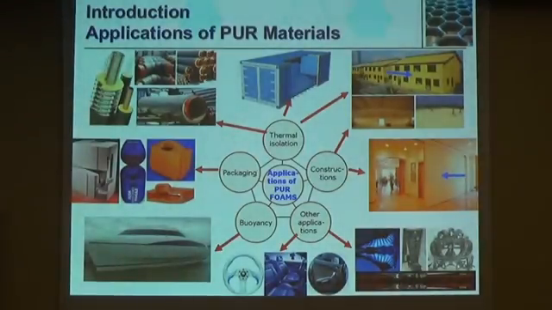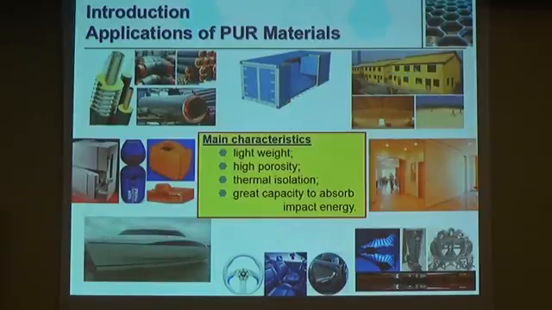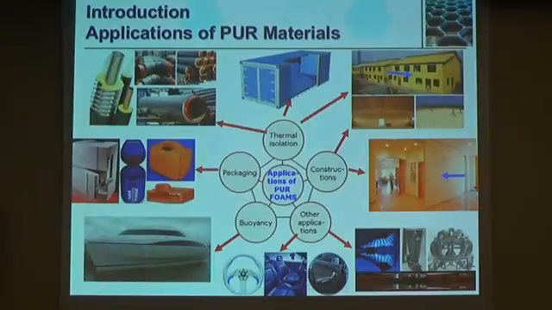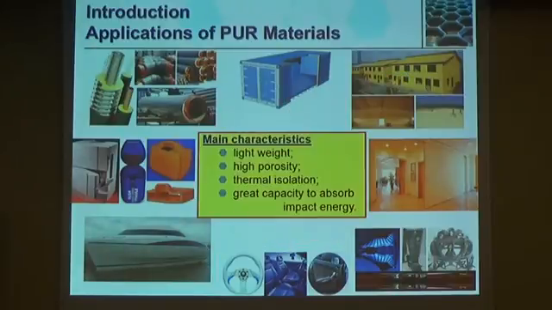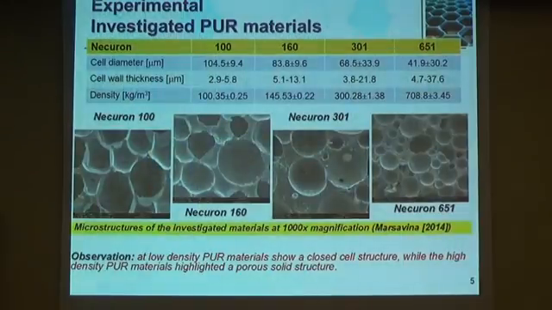Very briefly, these polyurethane foam materials have a lot of applications today, starting from isolators in building industry, in civil engineering, in automotive engineering. A lot of parts are made by polyurethane materials, in small ships, and in packing. This is because of their main characteristics, which are lightweight, high porosity, good thermal isolation, great capacity to absorb impact energy.